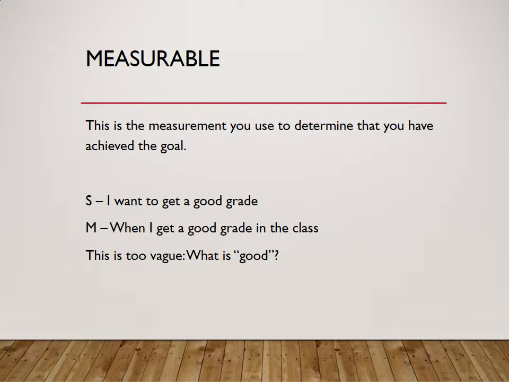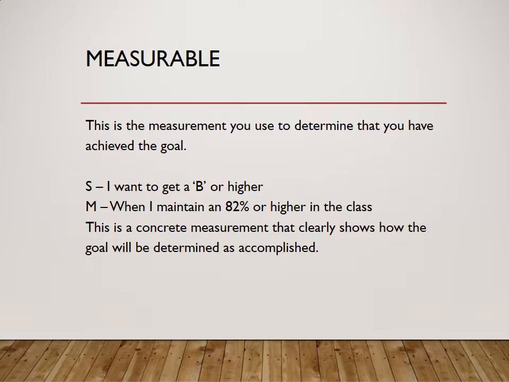When we use the term measurable, we're talking about how you know when you have achieved the goal. So measurable means the measurement you use to determine that you have achieved the goal. Again, if your goal itself is not specific, such as I want to get a good grade, and then your measurement is when I get a good grade in the class, it's too vague. Good is not defined. Good can be different for different people. If you have a specific goal, you can then determine a specific measurement. You can see when you make the goal more specific, then you can make your measurement more specific.